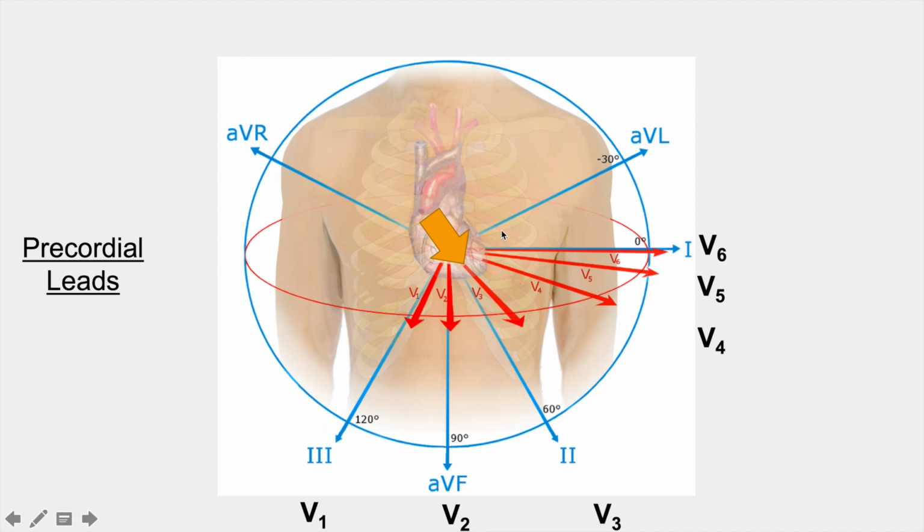And V1 to V6 goes from the right side of the patient to the left side of the patient. So V1, V2, V3, V4, V5, and V6 are again from the right side of the patient to the left side of the patient, pointing out of the screen toward you, so perpendicular to those other leads we talked about before, the limb leads and the augmented leads.